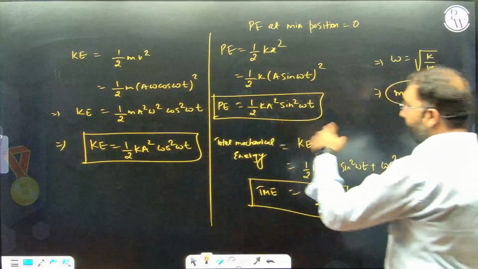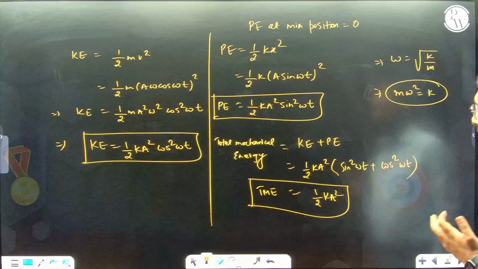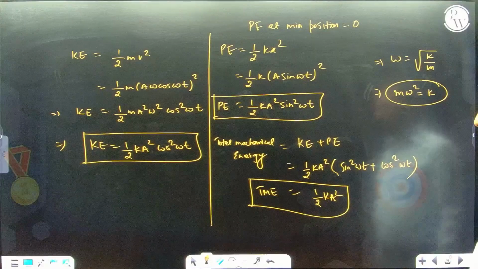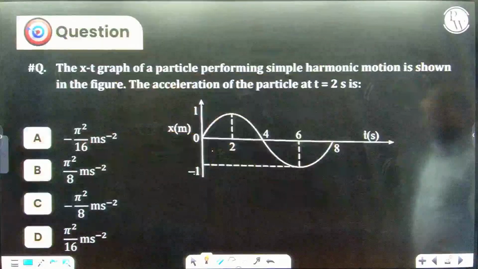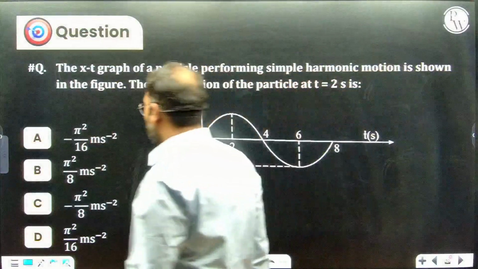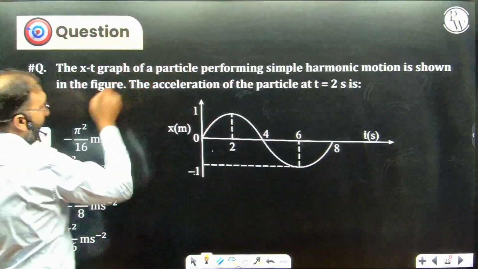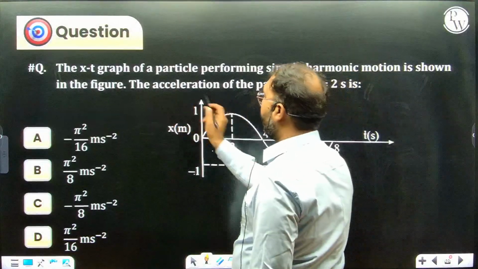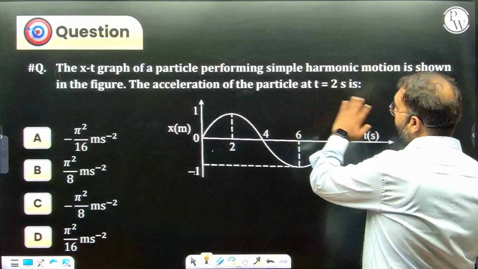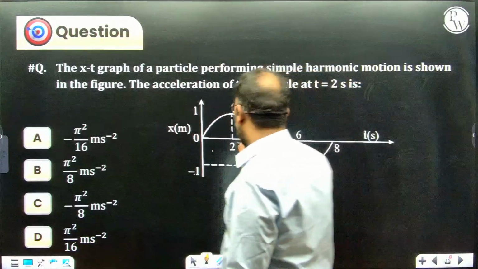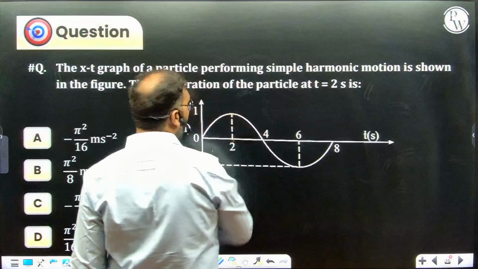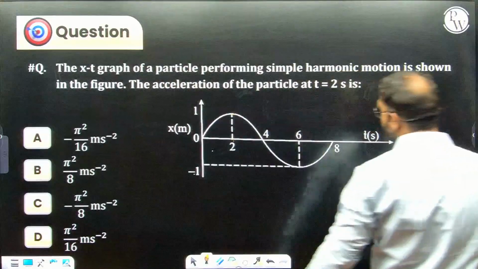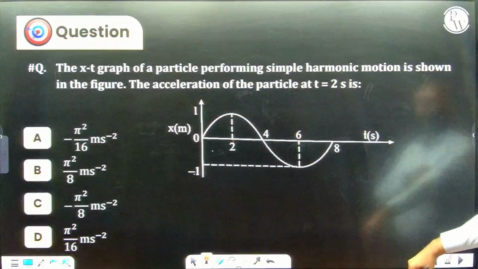So we have got expressions for energy, displacement, velocity, acceleration, everything. Now we will see a few questions and then we will get a better idea. It's been written that the x-t graph of the particle performing simple harmonic motion is shown in the figure, and we have to find the acceleration of the particle at t equals 2 seconds. Here at t equals 2 seconds, at this point we have to find the acceleration of the particle. So how do we find the acceleration of the particle?